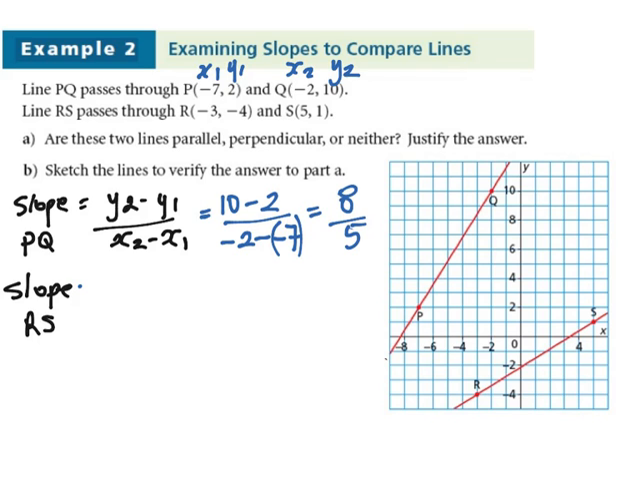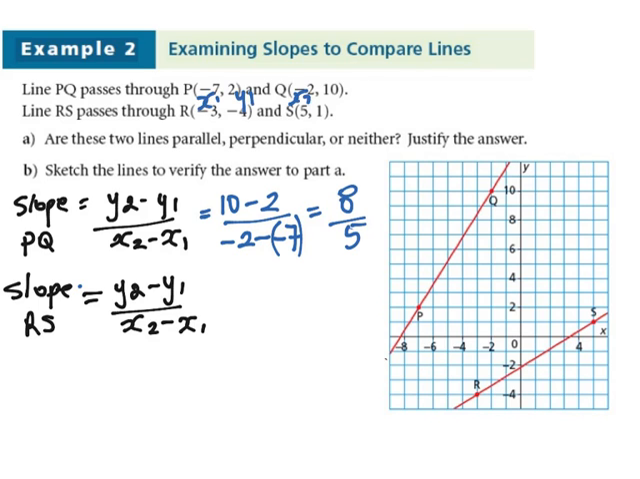Again, you need to label R, x1, y1, x2, y2, and plug those values into the slope formula. So 1 minus negative 4, and we have 5 minus negative 3. So we have 1 plus 4, which is 5, and 3 minus negative 3, which is 3 plus 5, which is 8. And notice that 8 over 5 and 5 over 8 are not equivalent, so they are not parallel.